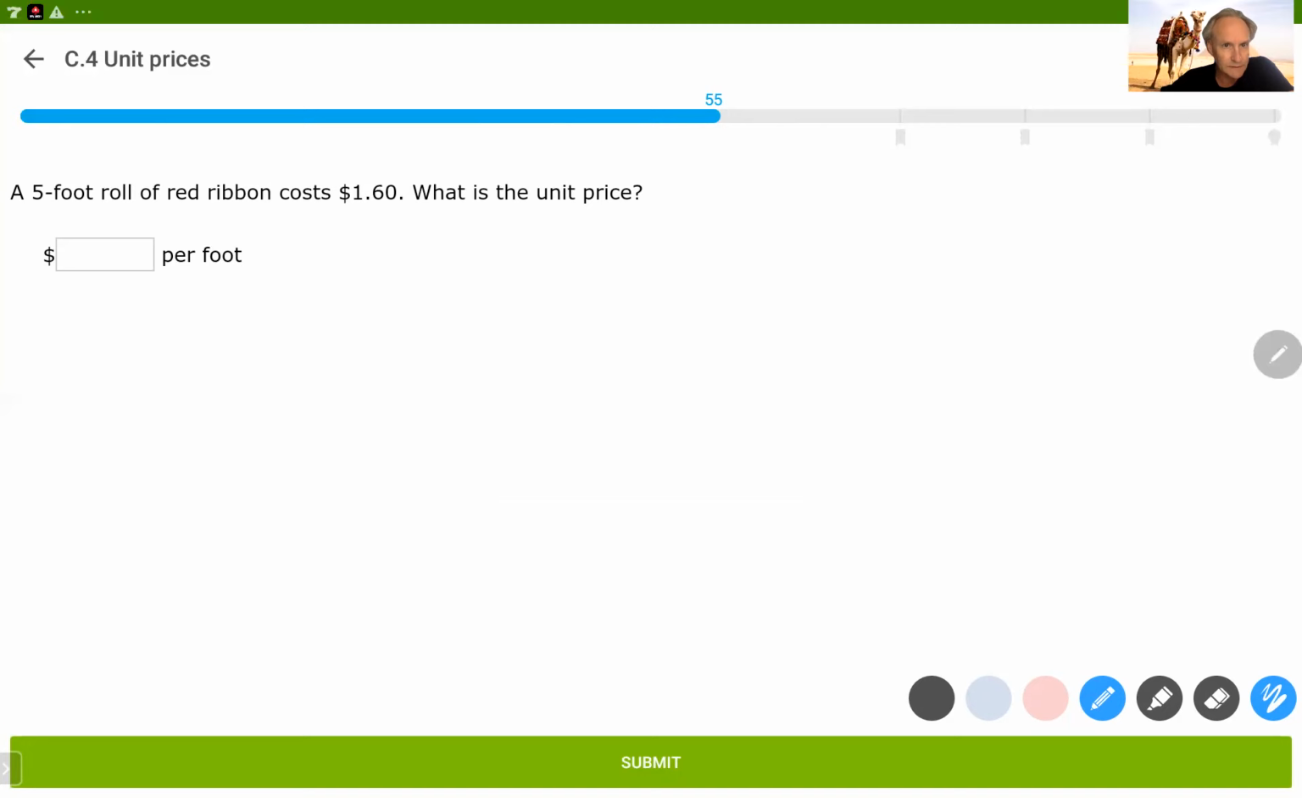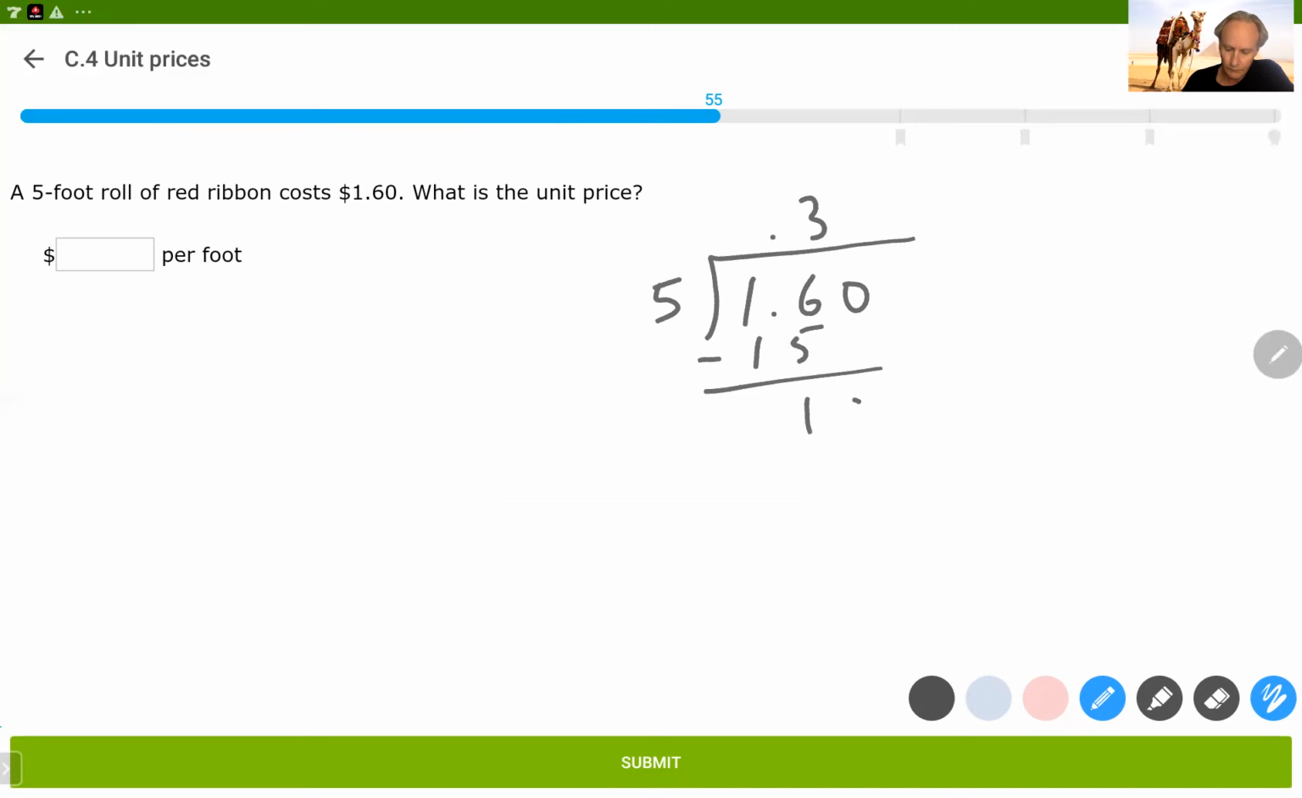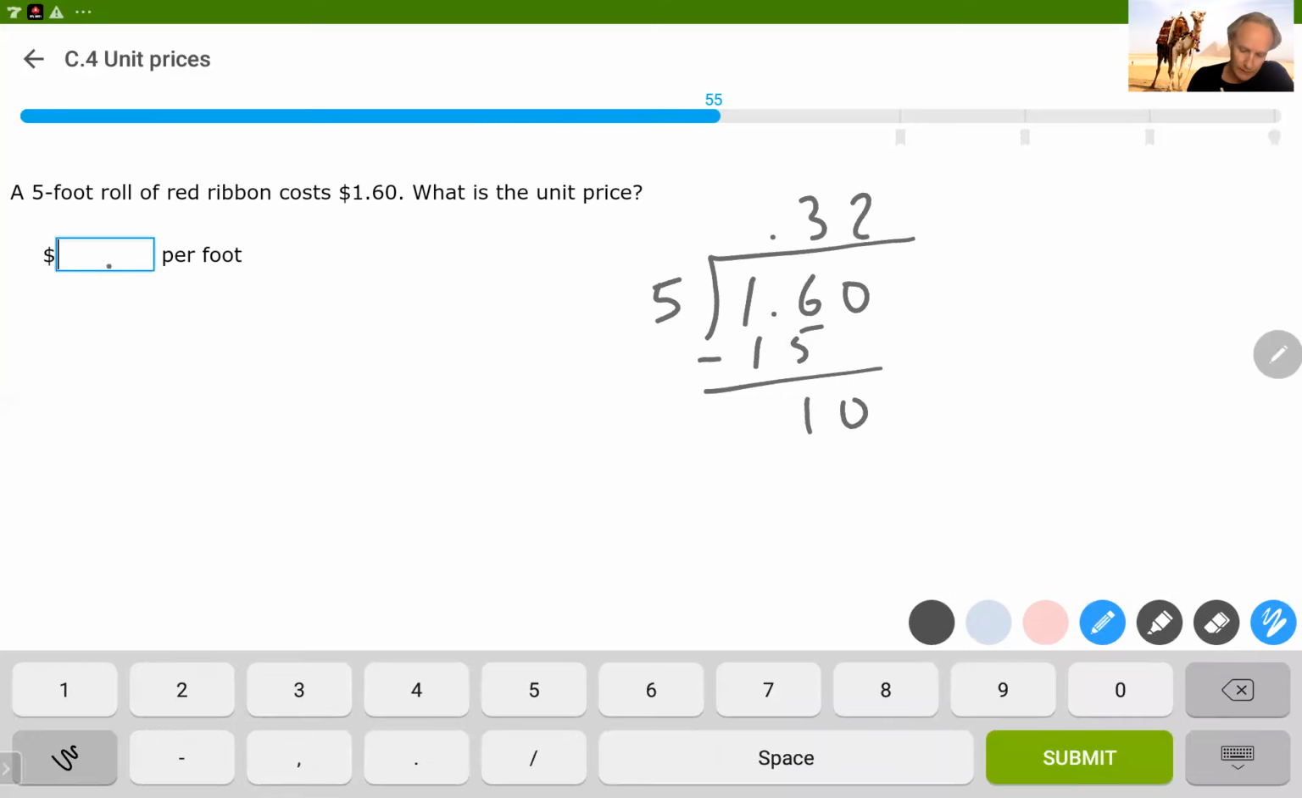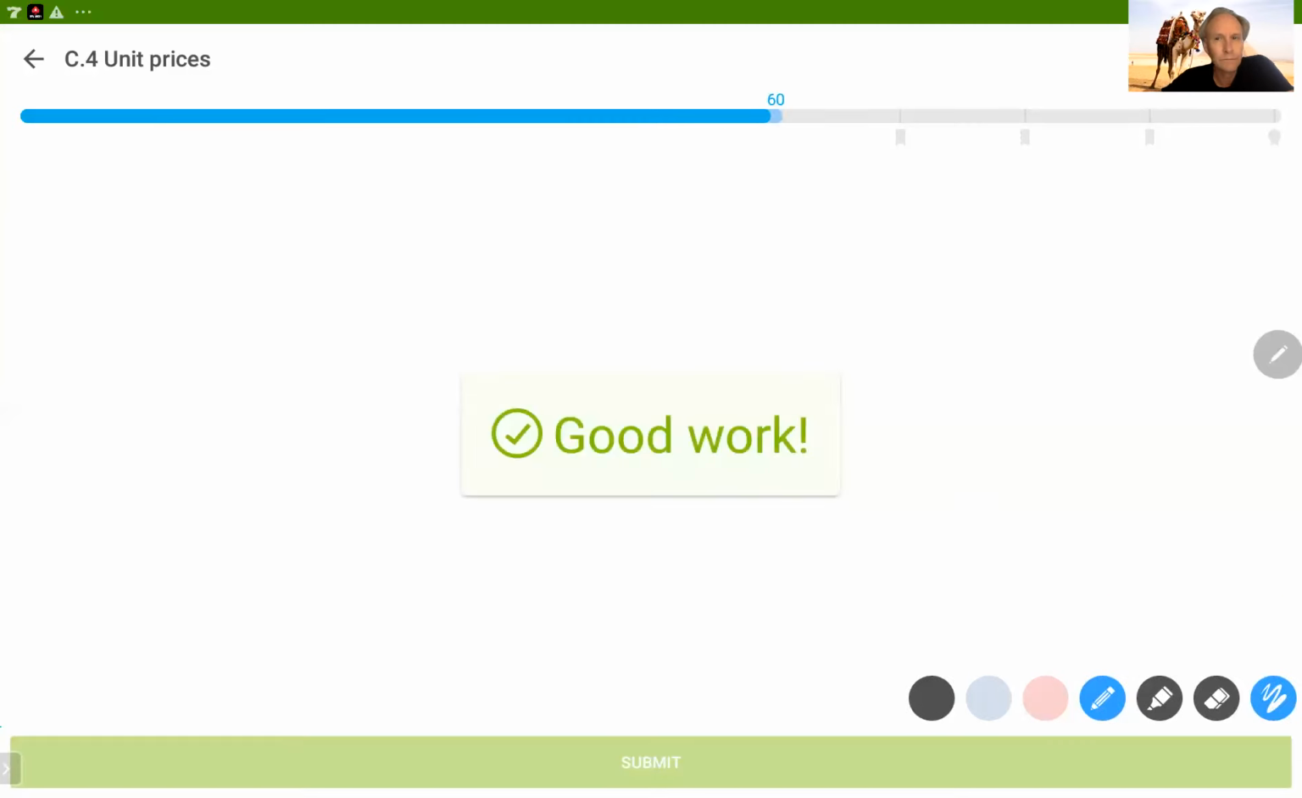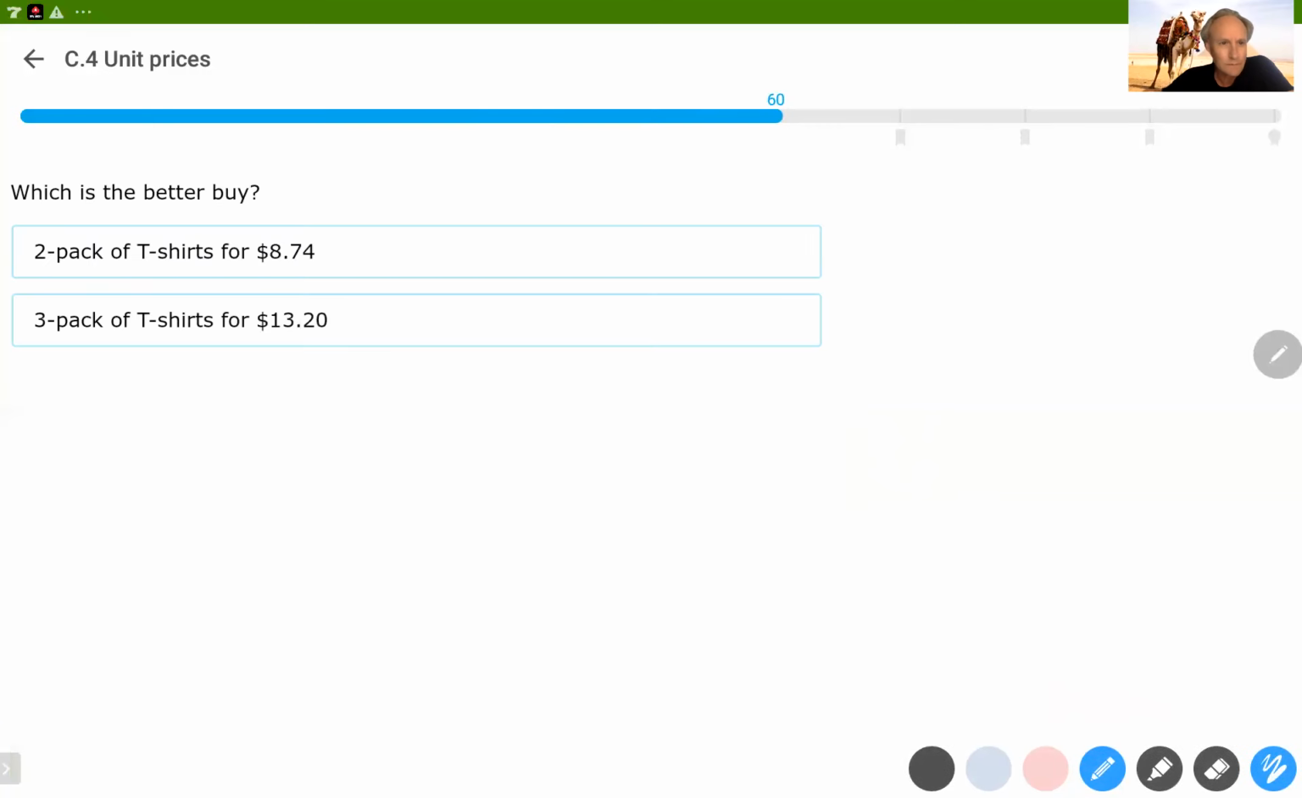5 goes into $1.60, 35 times. Well, let's see, 32 times. So $1.60, and we're putting 5 in there. Notice the decimal goes straight up. And we've got 32. This one, we're dividing 8.74 by 2, which is 4.37 per t-shirt.